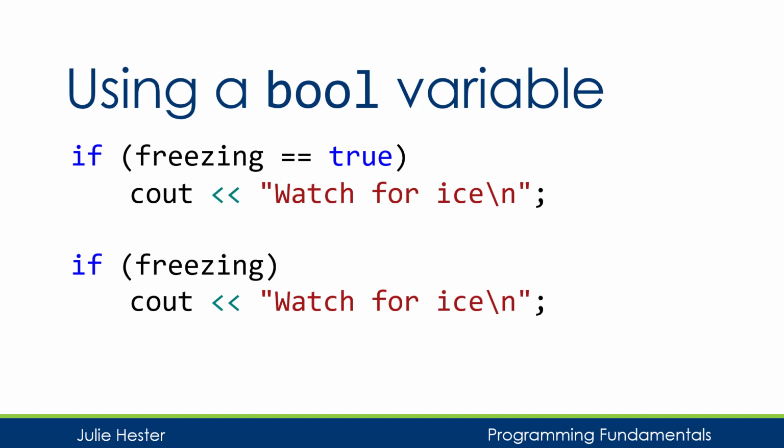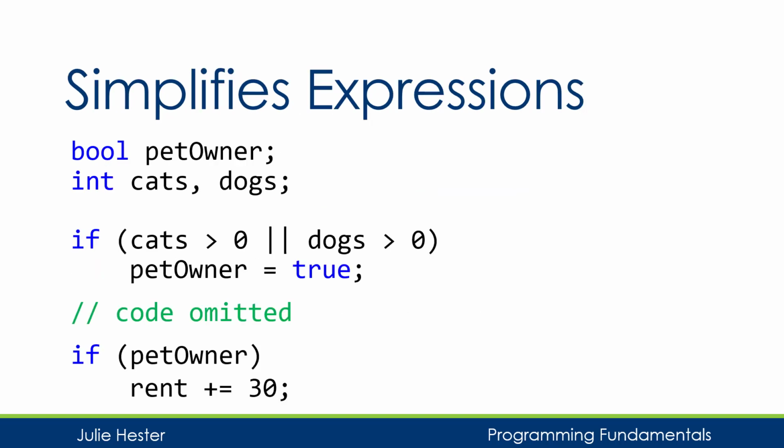So why do I want to do this? I could have said if temp less than 32, watch for ice, and that would do the same thing. But sometimes I'm going to do this because I want to simplify an expression. So let's say I want to see if somebody owns pets. And I'm going to look at the number of cats and the number of dogs that they own. And if they have one or more cats or one or more dogs, or in other words, if cats greater than 0 or dogs greater than 0, I'm going to say that they're a pet owner, and I'm going to set pet owner to a value of true.